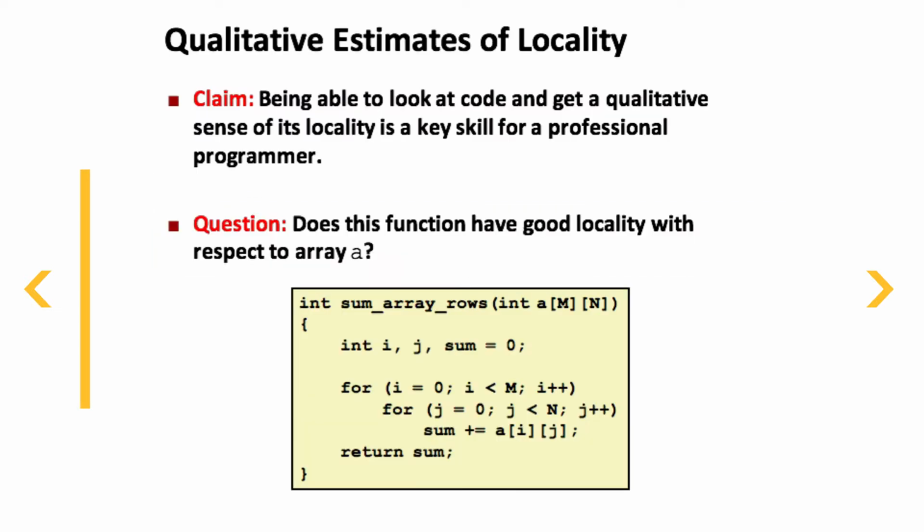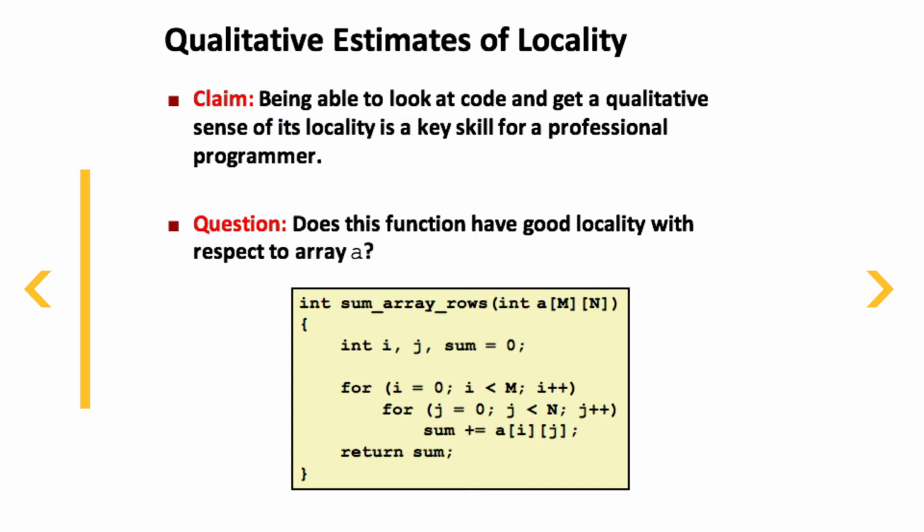Now, being able to look at code and get just a qualitative sense of its locality is a key skill for a professional programmer, right? We want to be able to look at code and get an idea: hey, has this got good locality or has it got bad locality? All right, so the question here: does this function that we see here have good locality with respect to array A? Now, if we assume row major order, and think back to the previous video where we talked about what row major is, that basically just means that every row is stored together, and we sort of string those rows one after another.